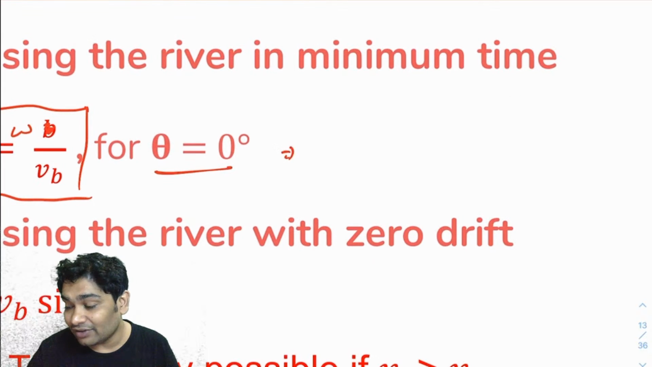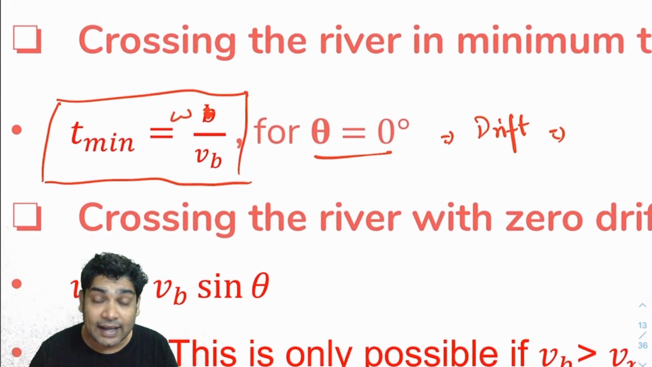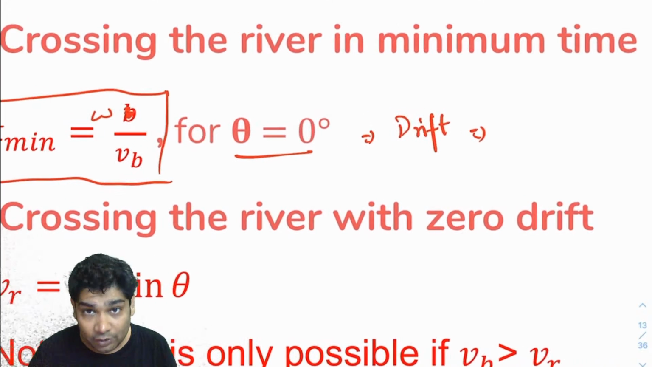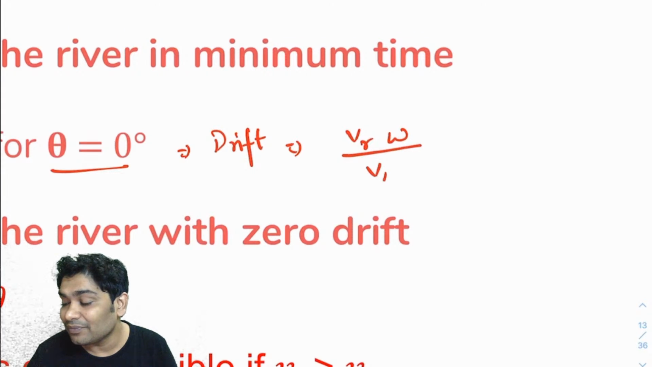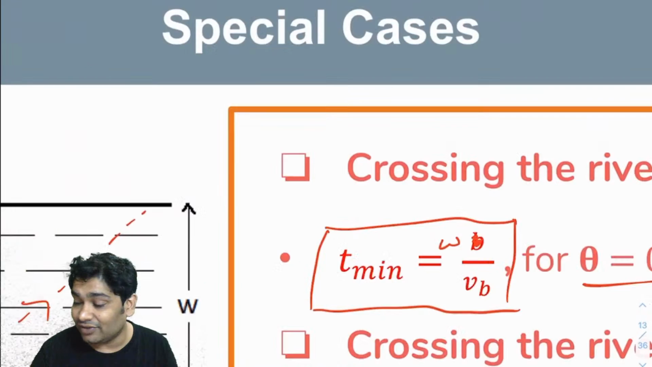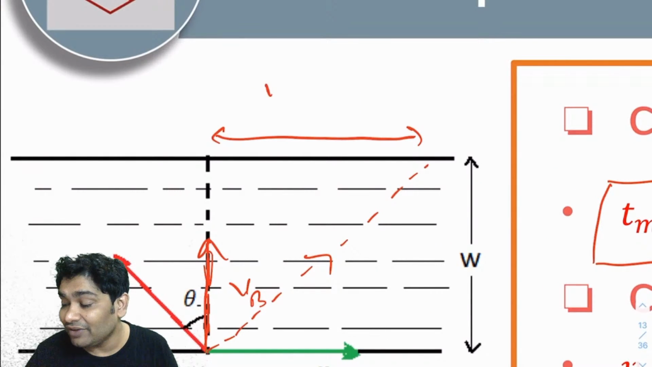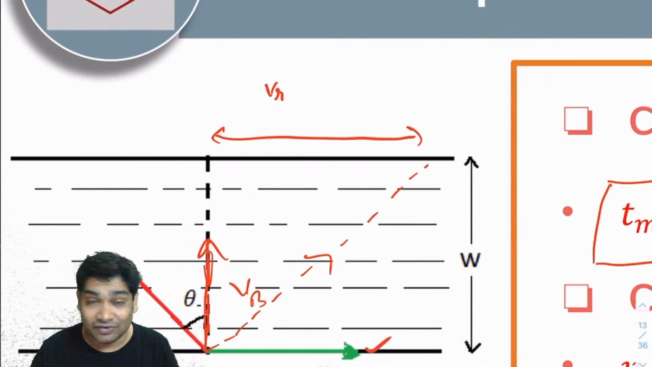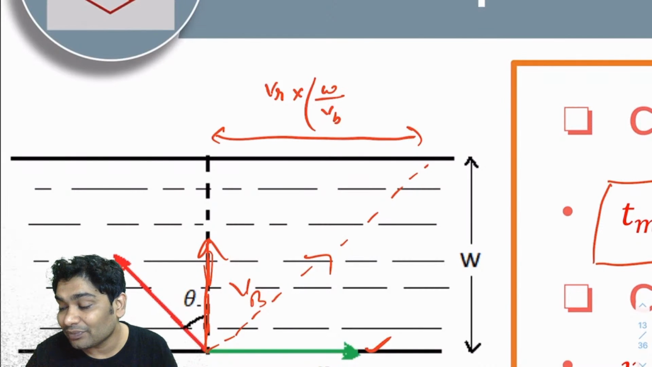And in this case, what will be the drift? The entire velocity of the boat is in the y direction. The only velocity in the x direction would be the velocity of the river. I already know the time. So the drift in such a case would be the velocity of the river times the time, which is W over VB. In this case, this distance would be VR, the velocity of the river, which is the net x velocity of the boat also, times the time taken, which was W over VB.